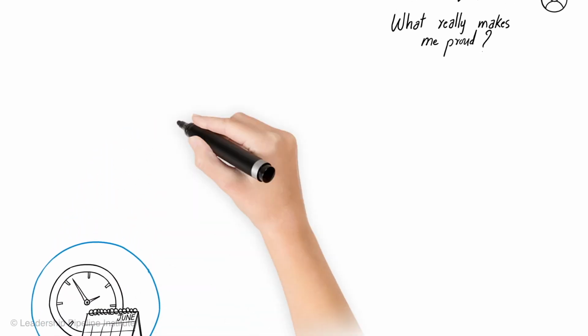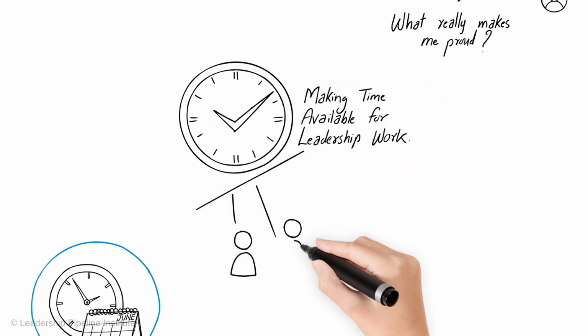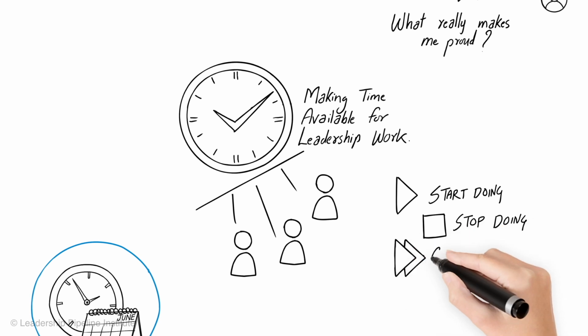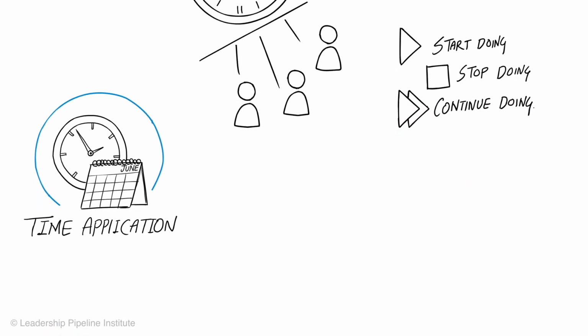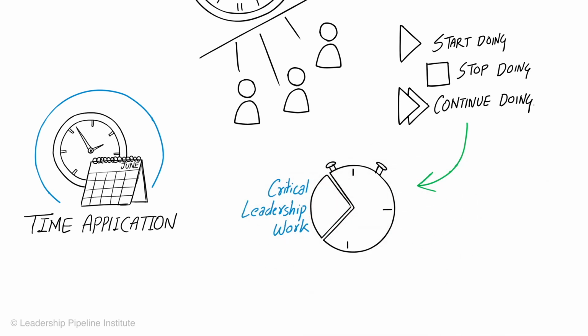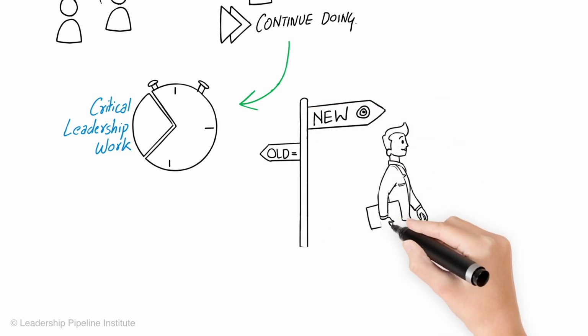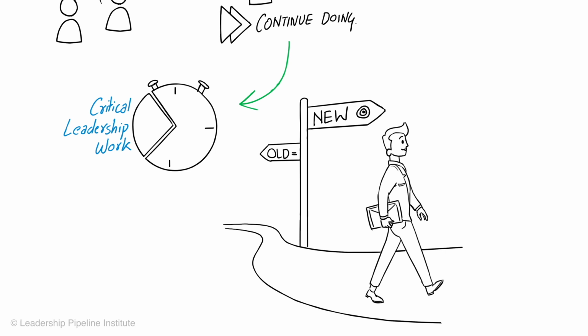Time application. One role of a leader is to truly understand and appreciate the importance of making time available to leadership work. How much time you spend on leadership work will, of course, depend on how many direct reports you have. But in any case, you need to identify what you should stop doing, start doing, and continue doing in order to free up time for critical leadership work. You will often need to let go of earlier sources of success and find new ways to gain success.